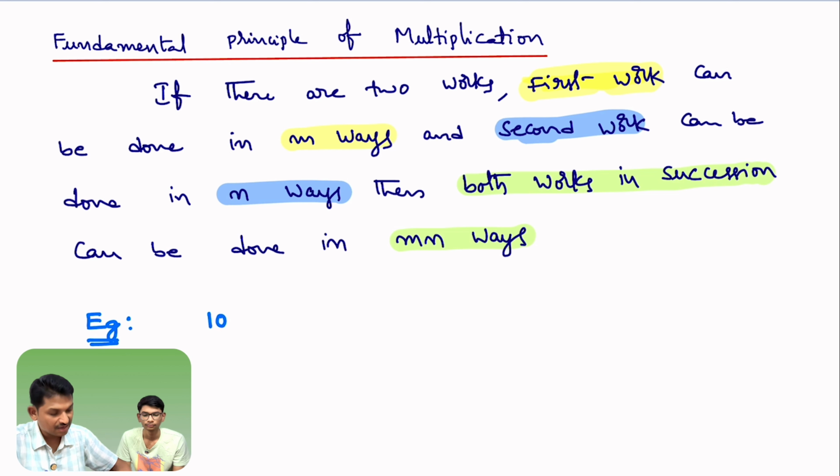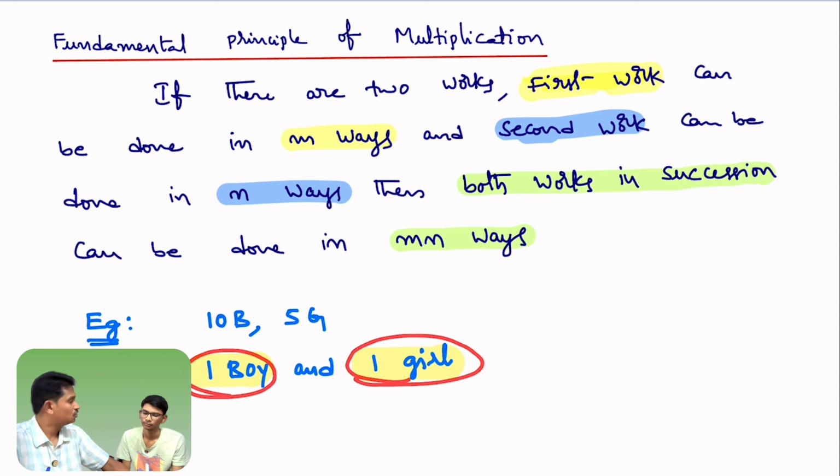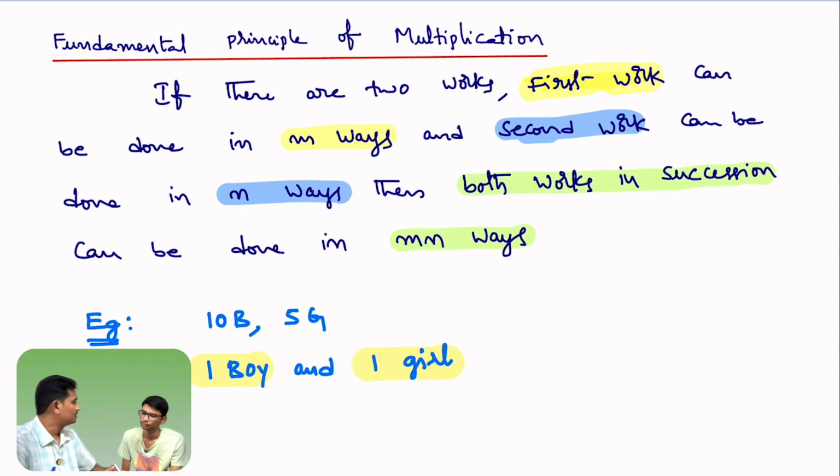Suppose in a class there are 10 boys and 5 girls. The teacher wants to select 1 boy and 1 girl to represent the class. 1 boy and 1 girl. And means the teacher wants to select 2 persons or 1 person? 2 persons. The teacher wants to select 1 boy and 1 girl to represent the class. How many ways can this be done? In 50 ways. What are those 50 ways?